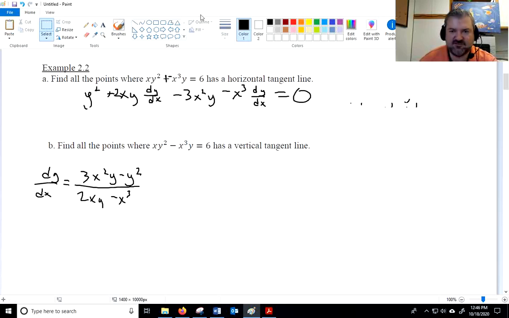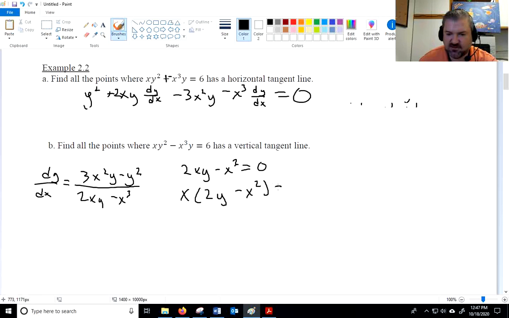When does it have a vertical tangent line? It has a vertical tangent line when the denominator is equal to 0. So when 2xy minus x cubed equals 0. I'm going to factor out an x, and I get 2y minus x squared equals 0. So apparently when x equals 0 is one of them. And then the other one would be when 2y equals x squared. So y equals x squared over 2.